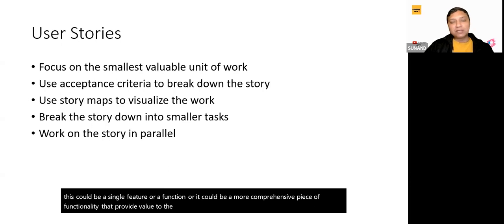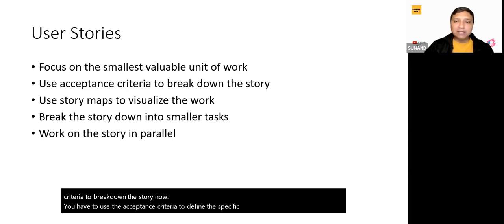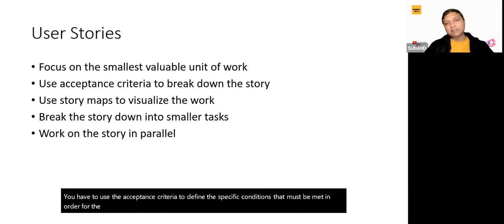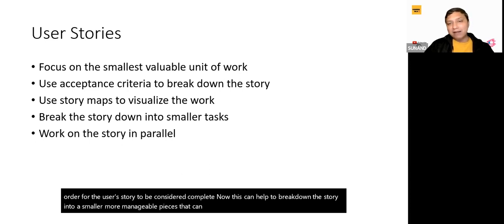Now, the second important thing is to use acceptance criteria to break down the story. You have to use the acceptance criteria to define the specific conditions that must be met in order for the user story to be considered complete. This can help to break down the story into smaller, more manageable pieces that can be worked on independently.